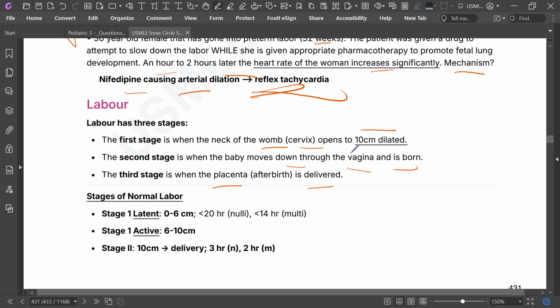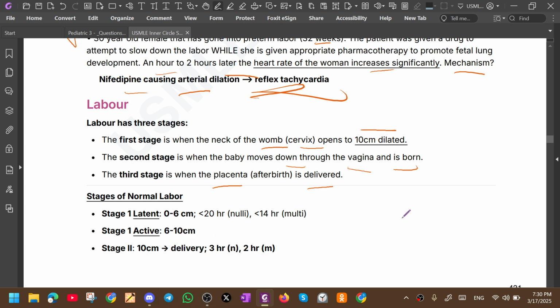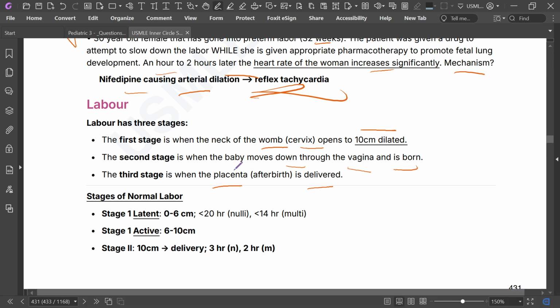Second stage is when the baby moves down through the vagina and is born. And the third stage is when the placenta is delivered.